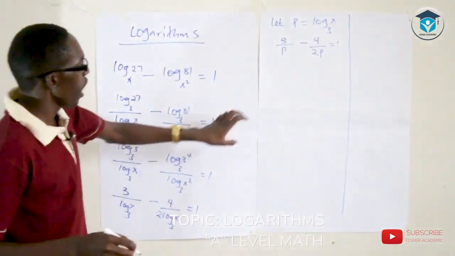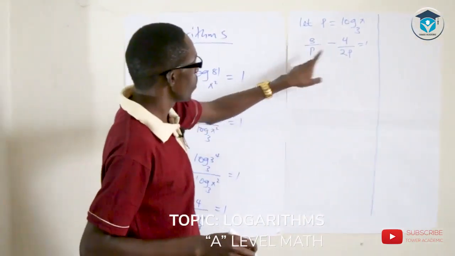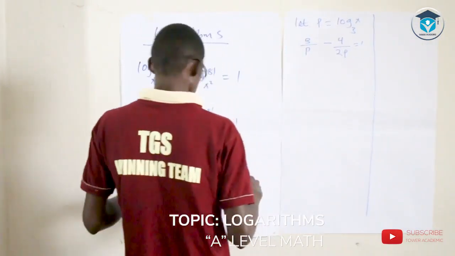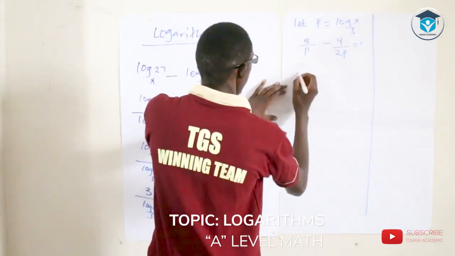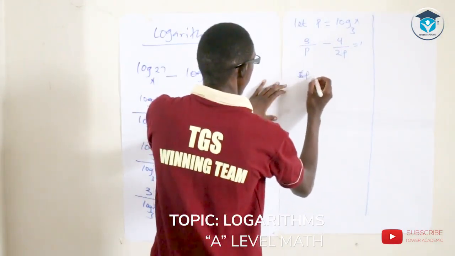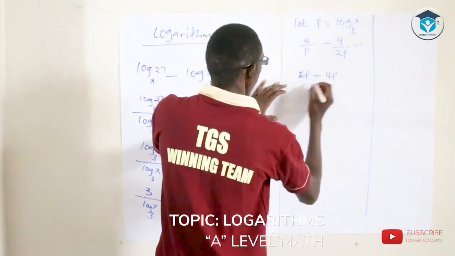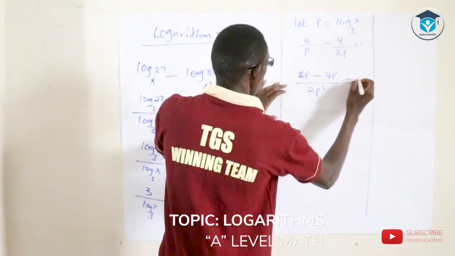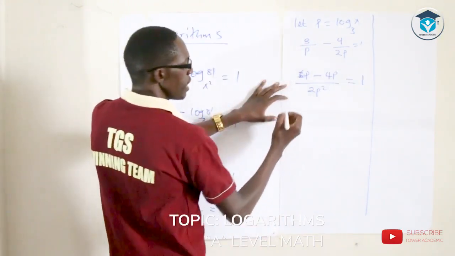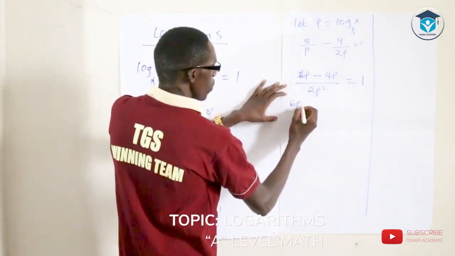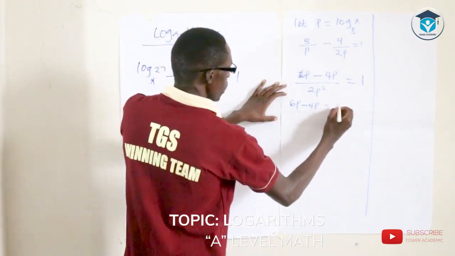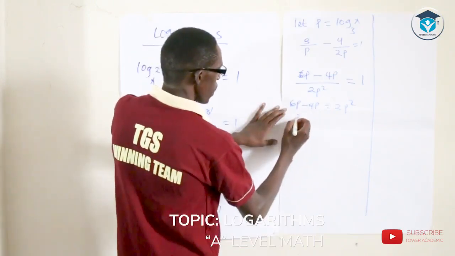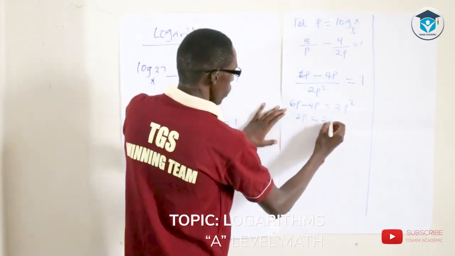So thereafter, I try to see that the common LCM can be a product of 2p and then p. So this will give us 6p minus 4p over 2p squared equal to 1. Making it linear, it becomes 6p minus 4p, which gives us 2p squared. When you simplify 6p and 4p, it gives us 2p, which equals p squared.